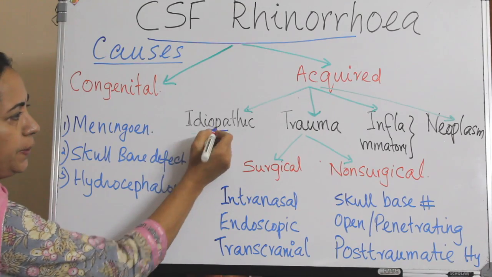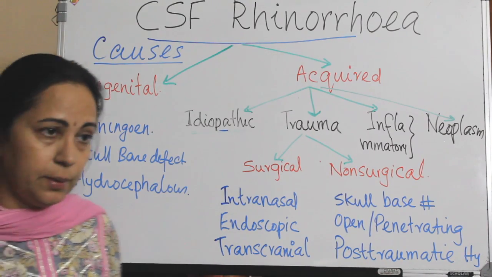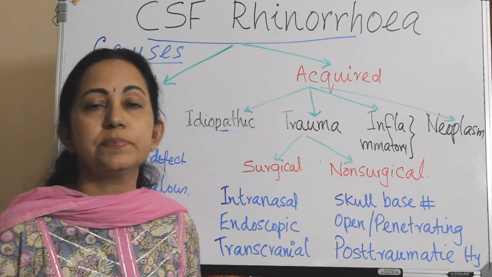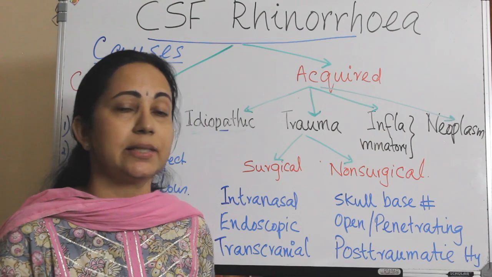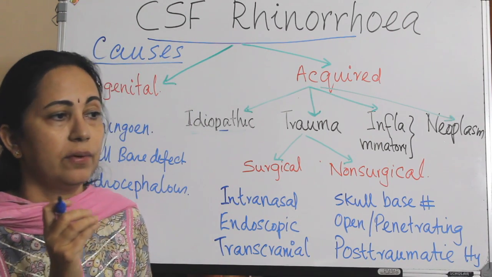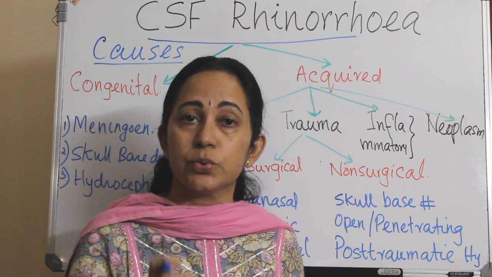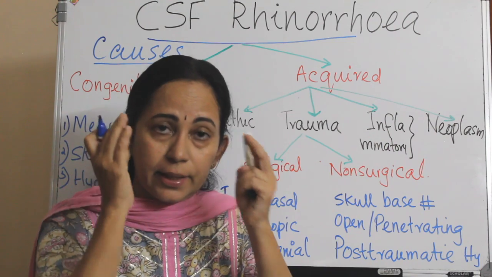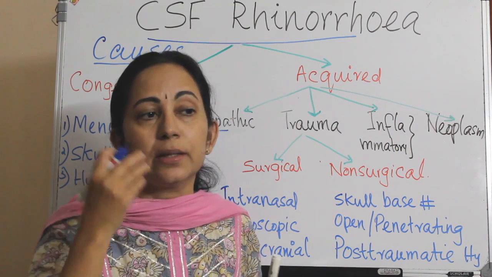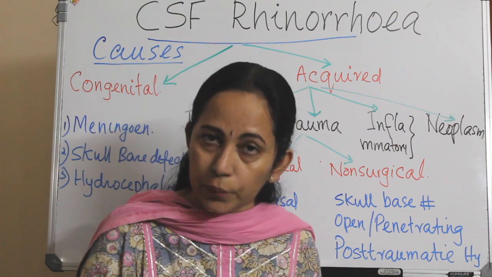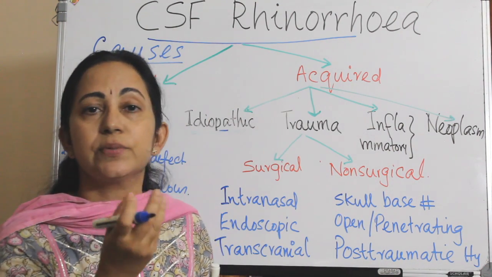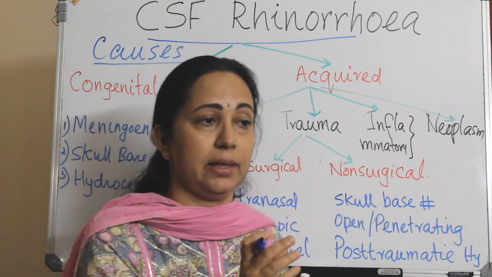For the idiopathic type, the cause is unknown, but the most accepted theory behind idiopathic leaks is that there are some areas of weakness in the skull base. So if the intracranial pressure is raised, the dural pulsations will be high. So there are some areas of continued dural pulsations, and this will cause erosions in some areas.